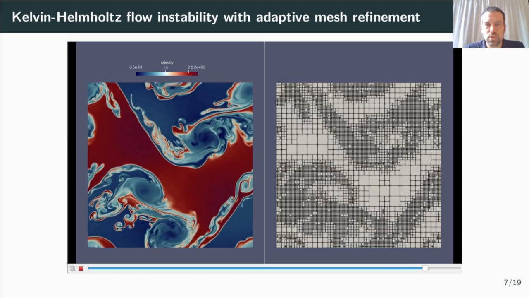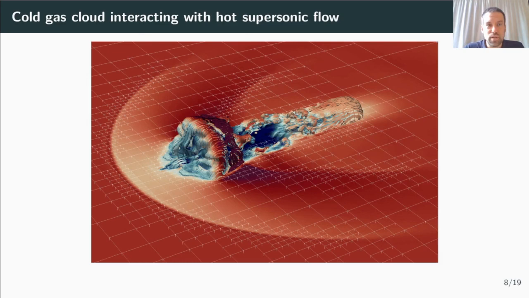And a final example: this is a 3D simulation of a cold gas cloud that interacts with hot supersonic flow. This is an example from astrophysics, actually. And as you can see, you have shocks forming here, which are also resolved by the adaptive mesh refinement. And this is also done with a high-order discontinuous Galerkin simulation, in addition with some positivity-preserving limiters.